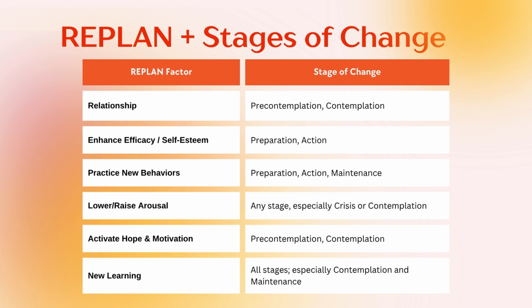The E stands for enhance efficacy or self-esteem, and this fits best in preparation and action. Once clients start to think about change or try new things, they're going to hit some self-doubt, maybe some imposter syndrome. They need to believe that they can change. This is where we support their confidence, interrupt negative self-talk, and highlight strengths. P stands for practice new behaviors.